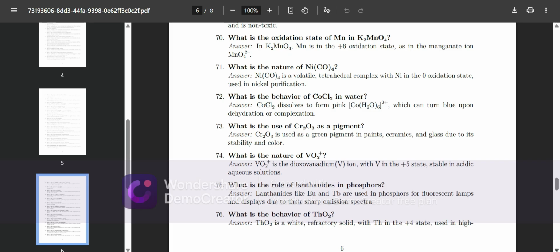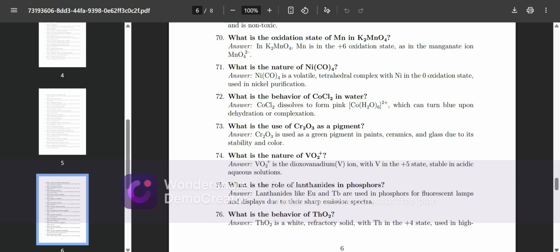What is the nature of Ni(CO)4? Ni(CO)4 is a volatile tetrahedral complex with Ni in the zero oxidation state, used in nickel purification. What is the behavior of CoCl2 in water? CoCl2 dissolves to form pink [Co(H2O)6]2+, which can turn blue upon dehydration or complexation.